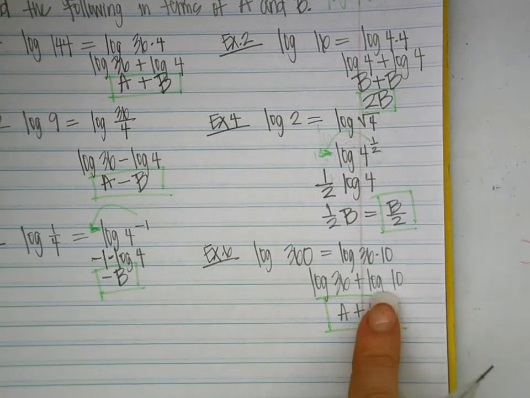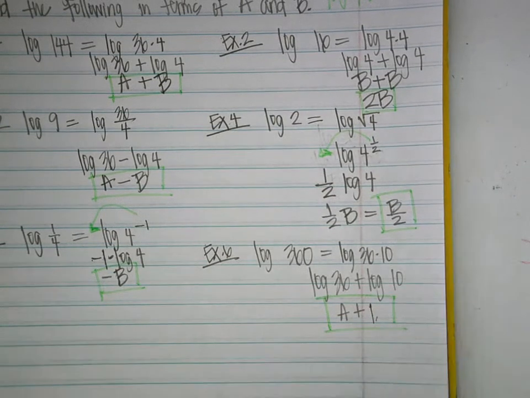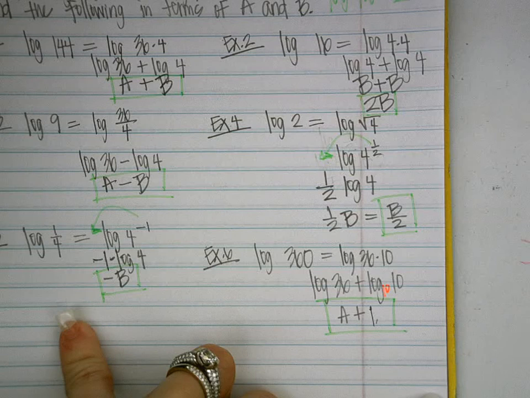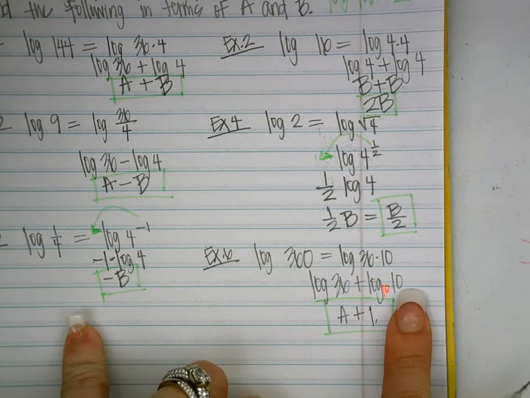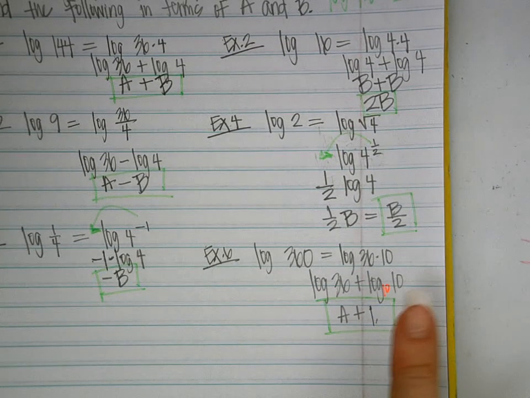Because the base on 10, remember there's that invisible base. So what's the exponent on 10 that makes 10? 1. 10 to the first power.